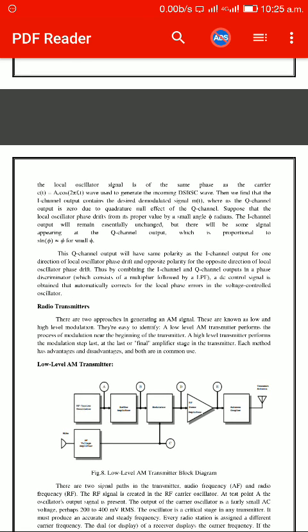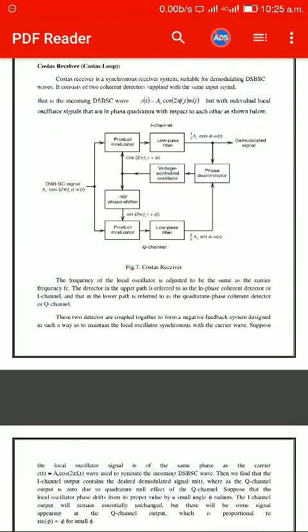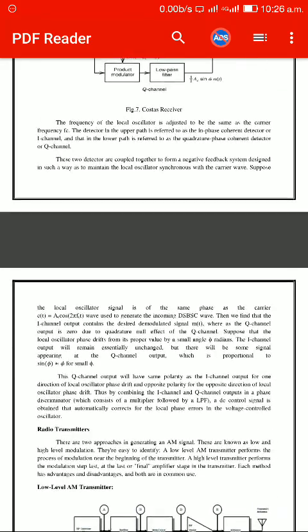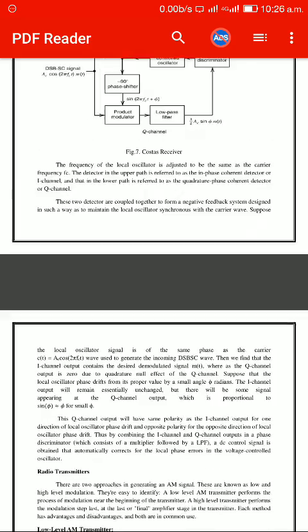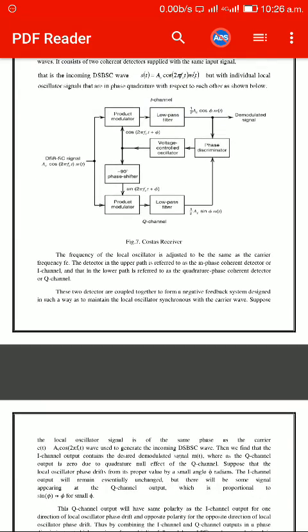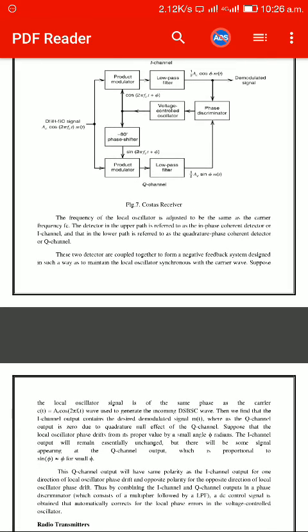And next, the Q channel output will have the same polarity as the I channel output for one direction of the phase drift, because they follow the same direction of the local oscillator. For the other direction, there will be a change in polarity because of the 90 degree phase shift.